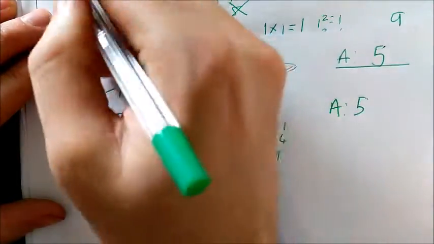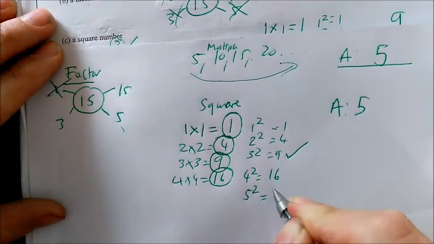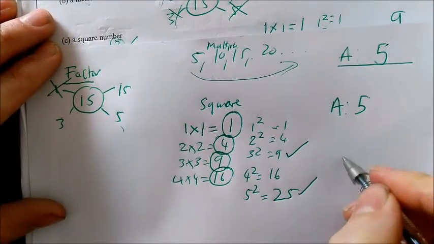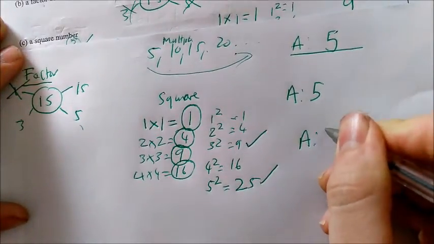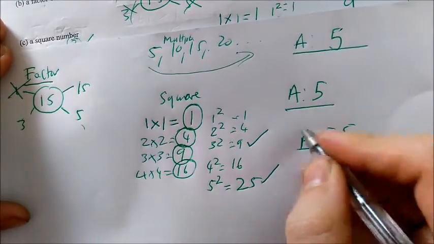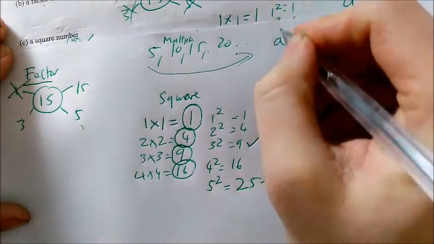I'm just going to write my square numbers until I find one. Well, I know 9 is one. Also, 5 squared, that's 5 times 5, that's 25. 25 is also on the list, so I could pick either of them. In this case, I'm going to pick 25 because I like the number 25. So for question 3, so C, B, and A.